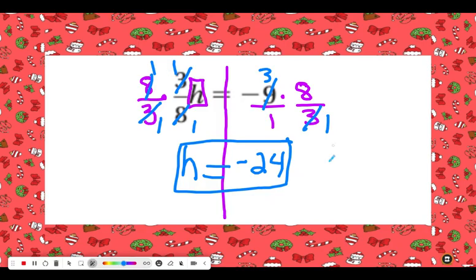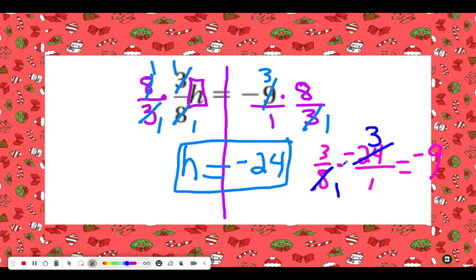So let's plug it in. Let's try a check. So 3/8 times negative 24, does that equal negative 9? Well, I know 8 can go into 24 3 times. So 8 divided by 8 is 1. 24 divided by 8 is 3. 3 times negative 3 equals negative 9. Check.